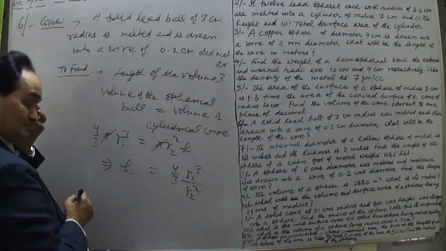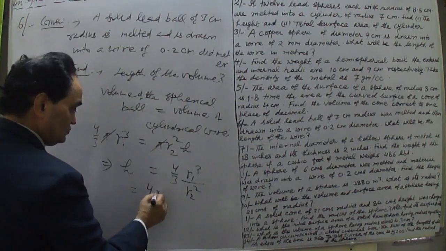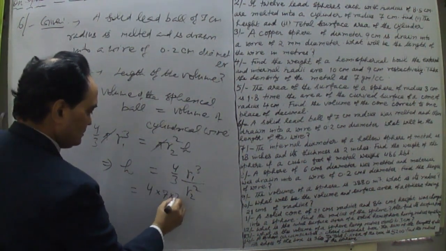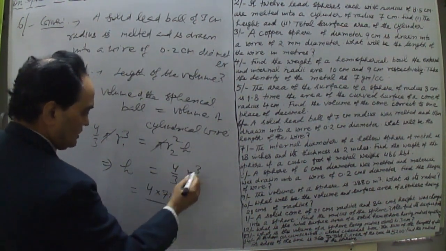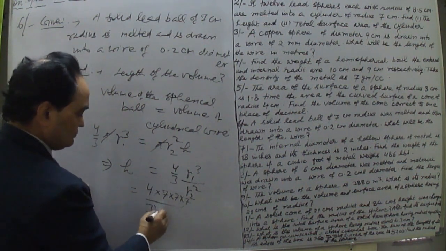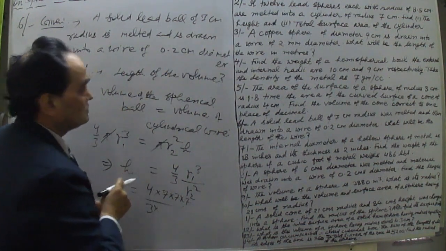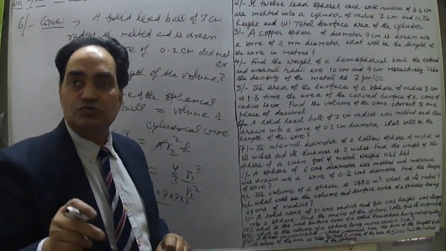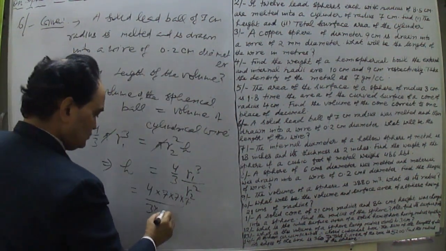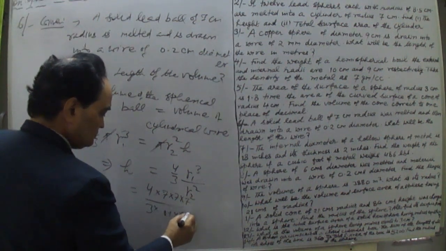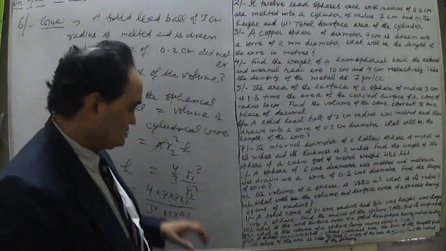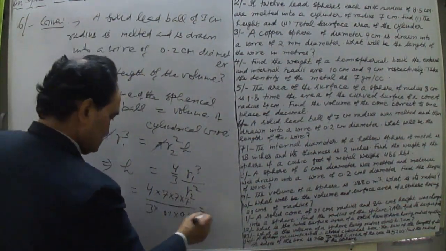Let me now substitute. r1 is 7 centimeters, so this is 7 into 7 into 7, times 4, divided by 3 into r2 square. The 0.2 centimeter is the diameter, therefore the radius is 0.2 divided by 2, which is 0.1. So r2 square is 0.1 into 0.1, the radius of the wire, which is cylindrical. So this we have obtained.